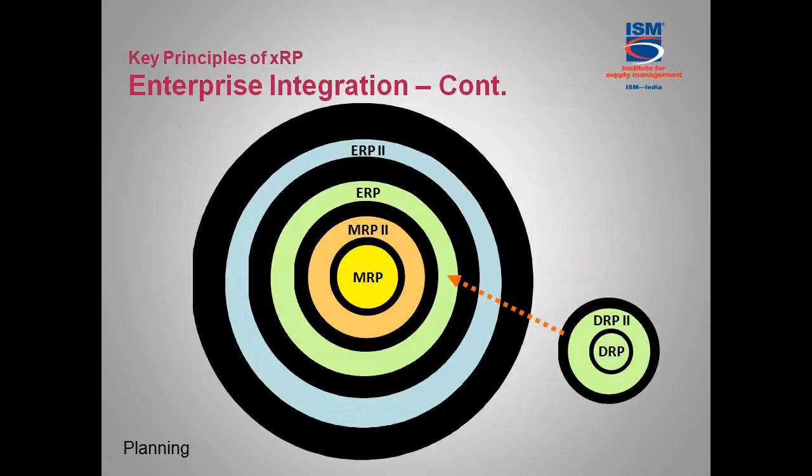Then slowly people said this ERP is done, now what next? If my organization is working very well, and I want to make my supply chain as effective as my organization, then what will I do? Then they came out with the concept called ERP2, where they club their organization along with their suppliers and their customers.